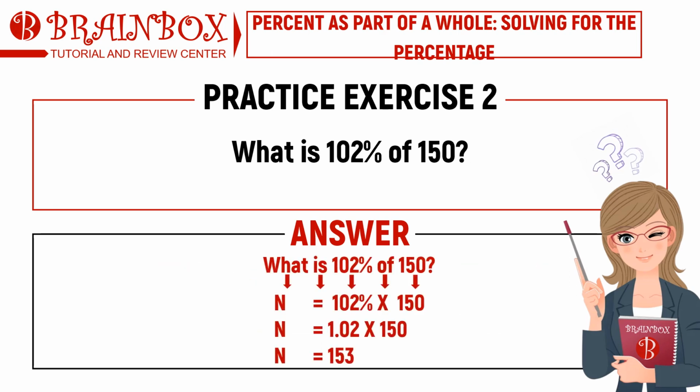Time is up. The correct answer is 153. The mathematical equation for this is n equals 102% by 150. We convert 102% to 1.02. Multiply 1.02 to 150 and we get n equals 153. We say that 153 is 102% of 150.